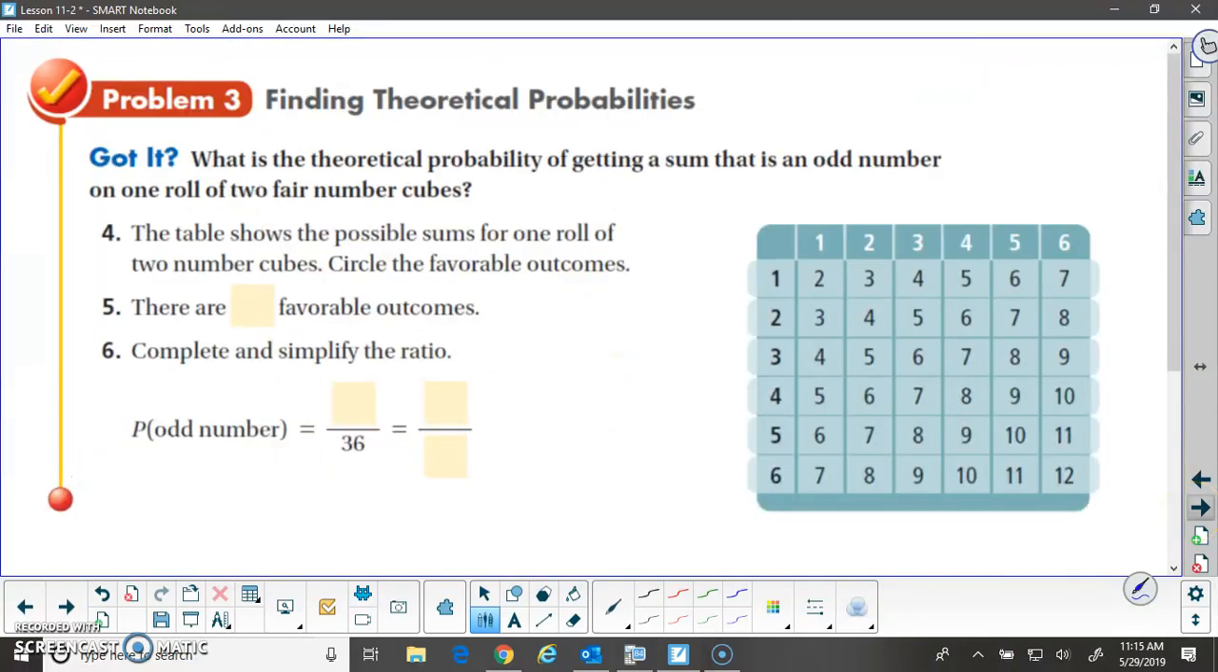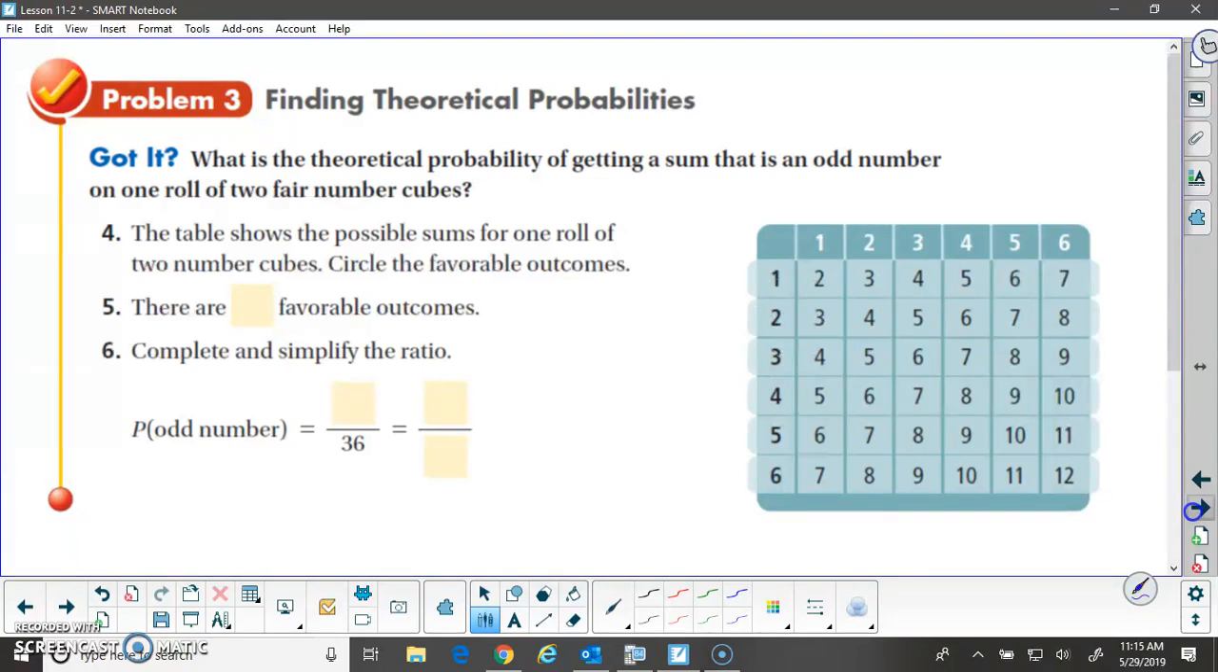On to problem number 3, finding theoretical probabilities. It says, what is the theoretic probability of getting a sum that is an odd number on one roll of two fair number cubes? Well, I've got a chart on the right. So you can see that if you roll a 1 and a 1, it gives you an outcome of a 2. If you roll a 3 and a 4, it gives you an outcome of a 7. So hopefully you understand this chart and how it's working. So let me erase those marks.